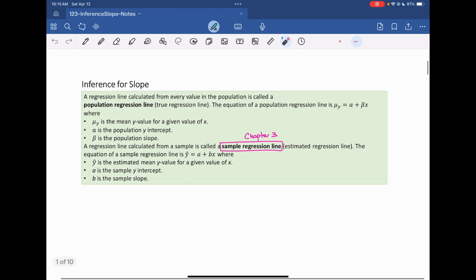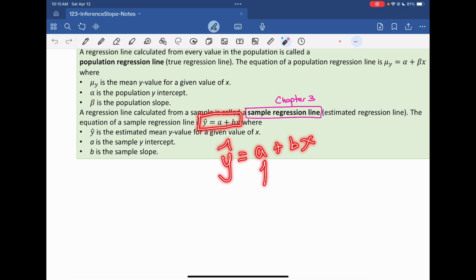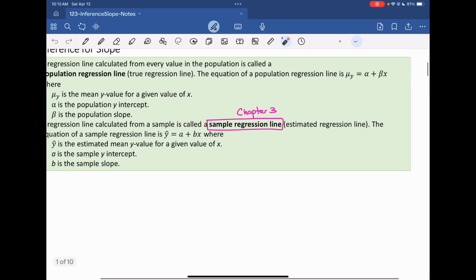All right. And so in chapter 3, it was y hat equals a plus bx, where a was the y-intercept and little b was the slope. We used to write it in this format here. Now we have one for the population. Instead of y, it's mu sub y. It's the mean y value for a given value of x.